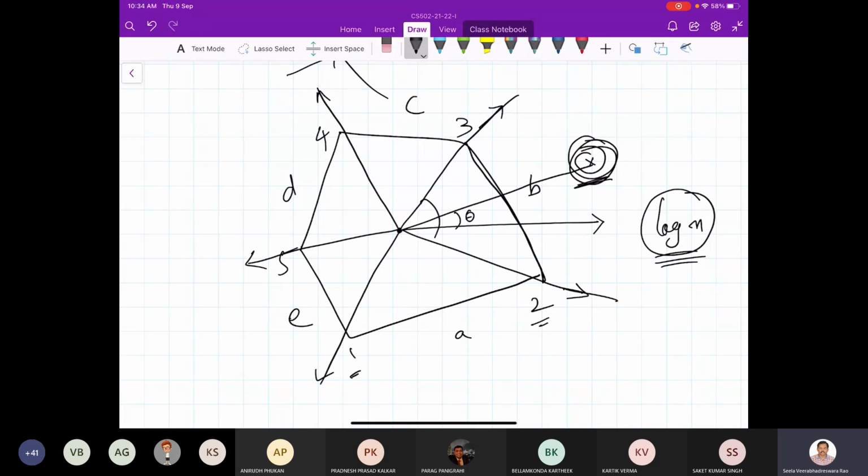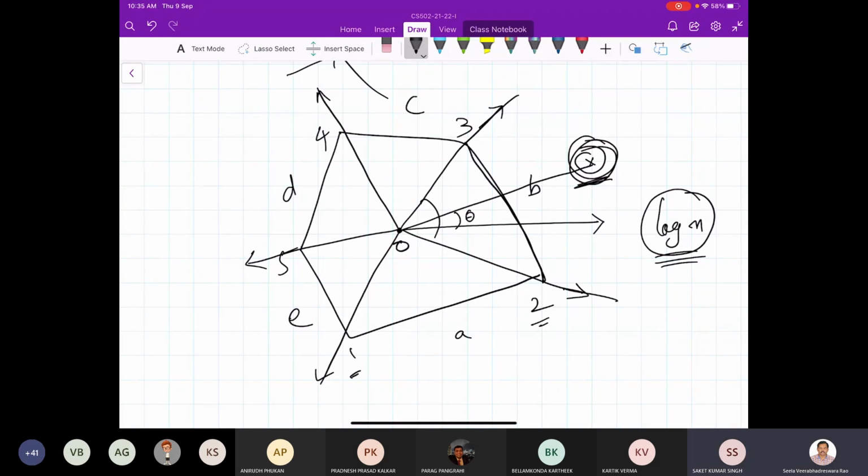You take some arbitrary point inside this convex hull, which you can find in constant time. That's not an issue. You take any three points, form a triangle, and take some point inside the triangle. That's sufficient. Is it clear? Sir, that O is any random point inside the figure? Yes, any random point.